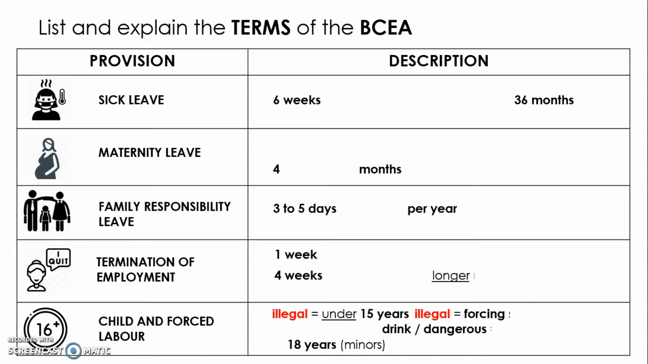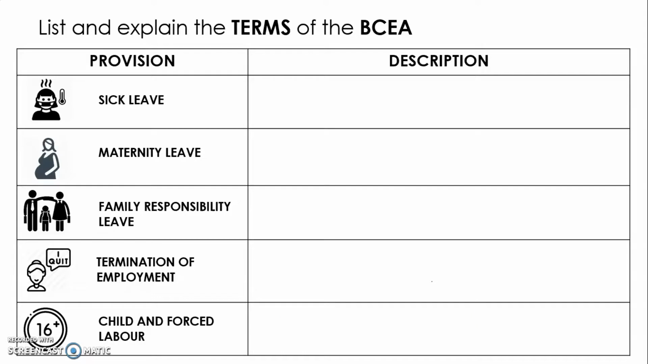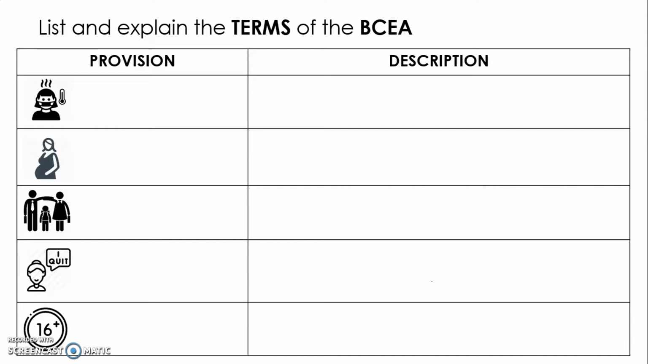Let's remove our keywords or terms now. Now we are only left with our provisions: sick leave, maternity leave, family responsibility leave, termination of employment, and child and forced labor. Let's remove the provisions now. It's up to you now, learners, to see if you can remember the provisions and the descriptions provided in this short video. Thank you very much.